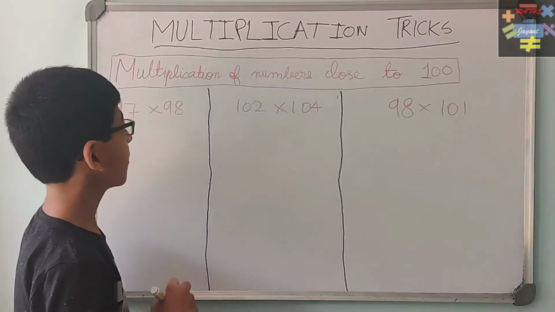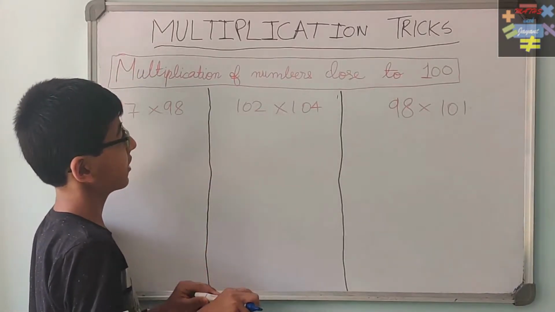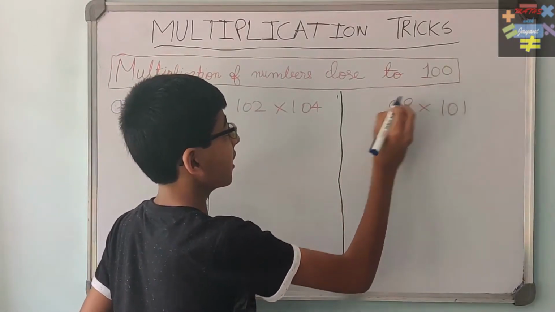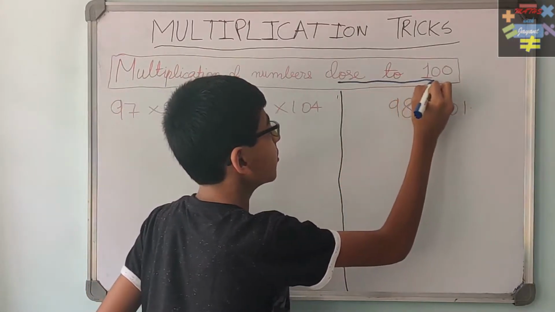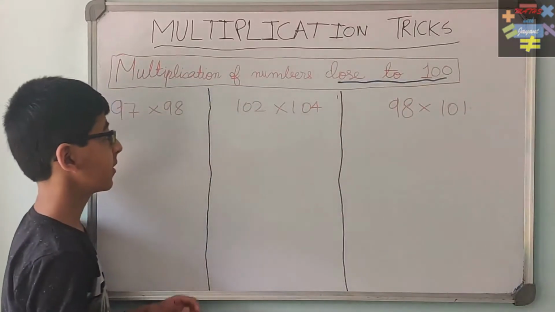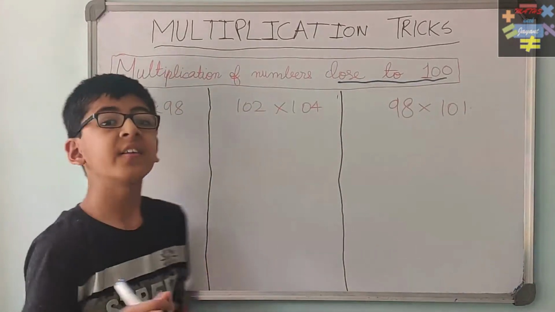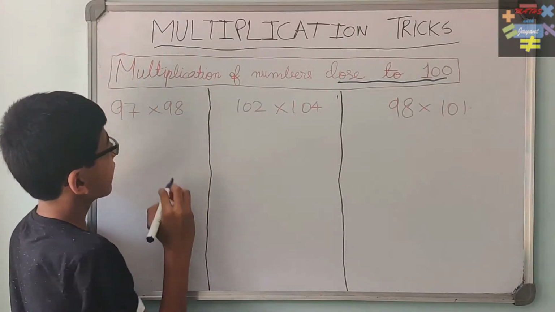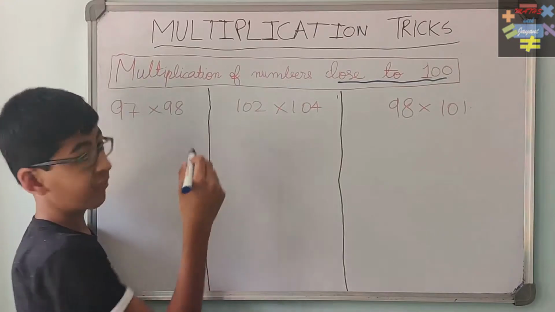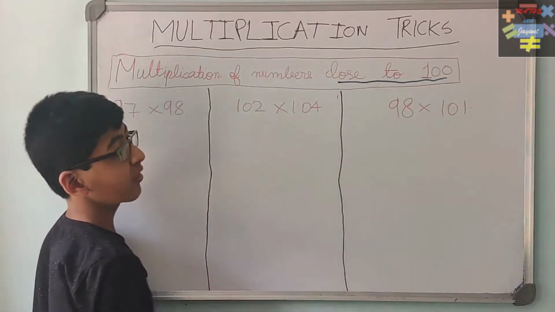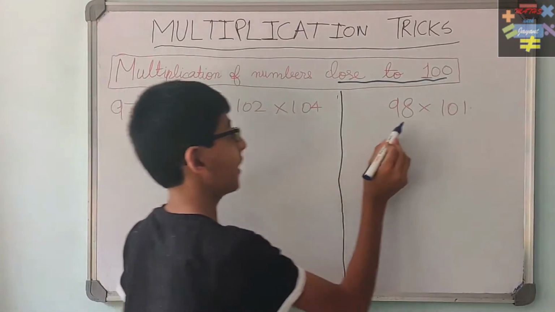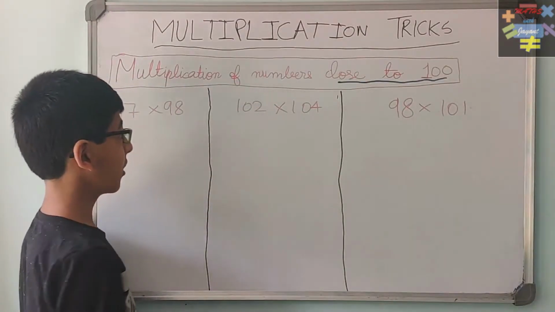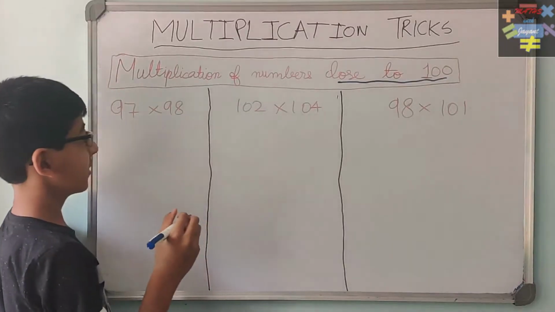So now, let us solve the questions of the first category. That is multiplication of numbers that are close to 100. So in this we will get three types of questions. The first is both the numbers are less than 100, both the numbers are greater than 100, and one number less than 100 into one number greater than 100. So how do we solve questions like these?